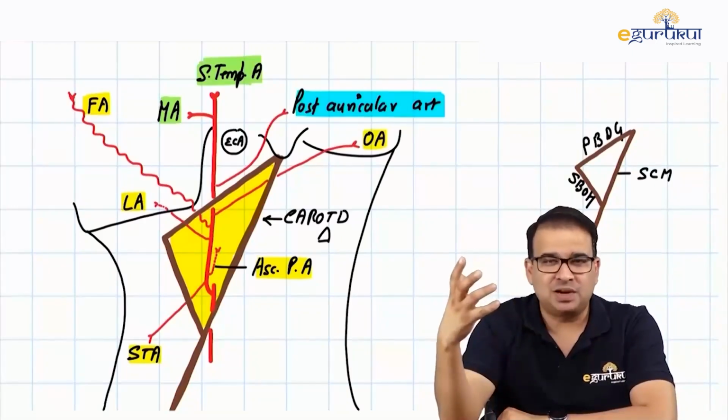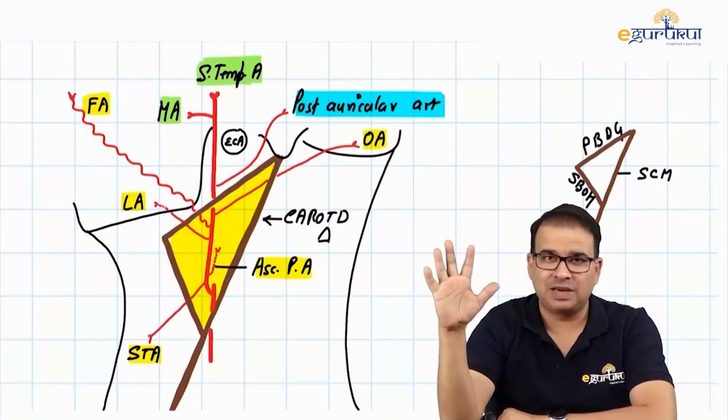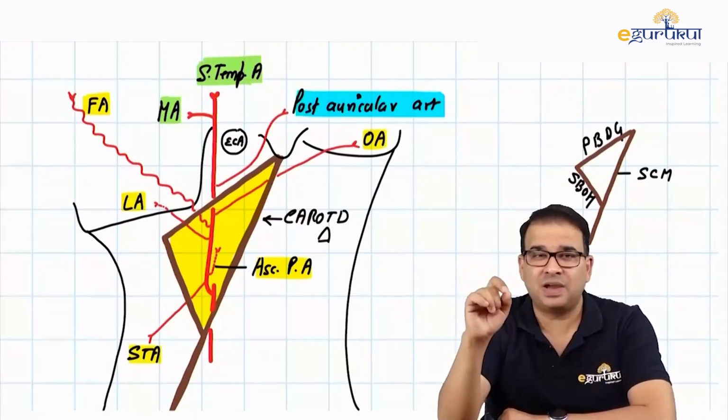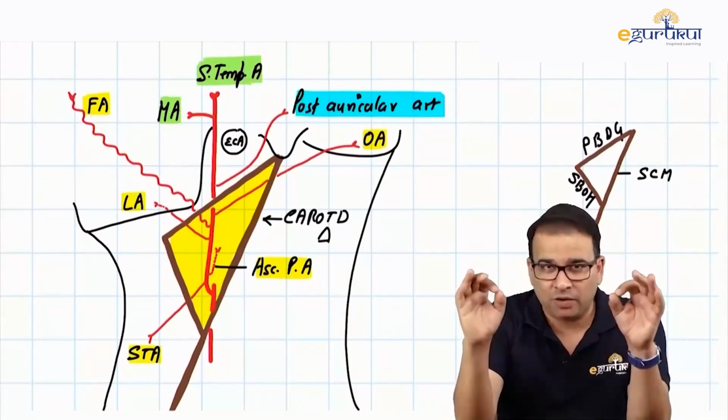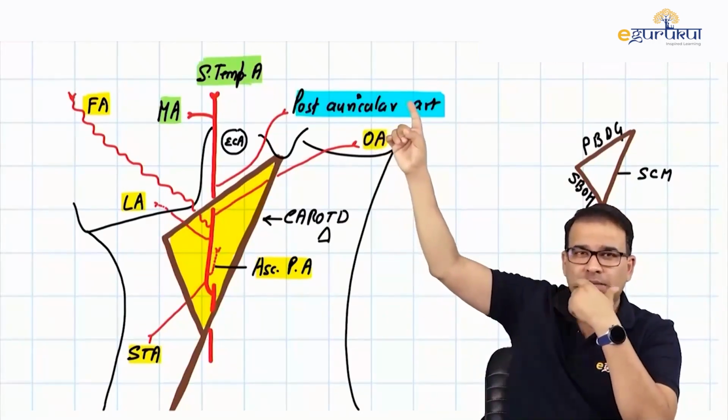How many branches of external carotid are given off in the carotid triangle? 5 branches are given off in the carotid triangle. How many branches of external carotid artery are given in digastric triangle? Now listen to this question. Given off in digastric triangle, then the answer is posterior auricular.